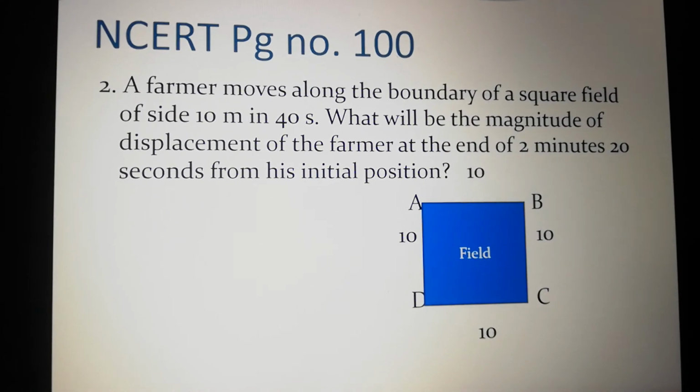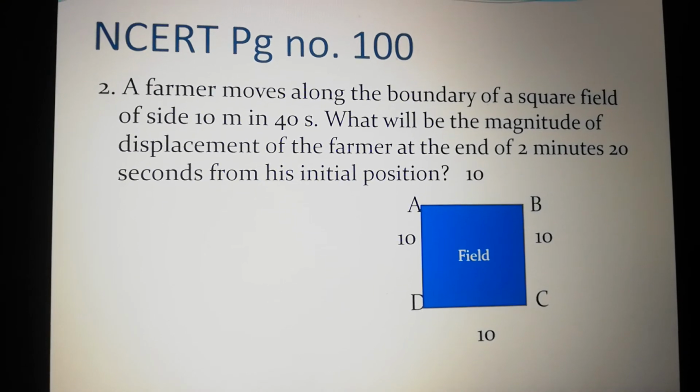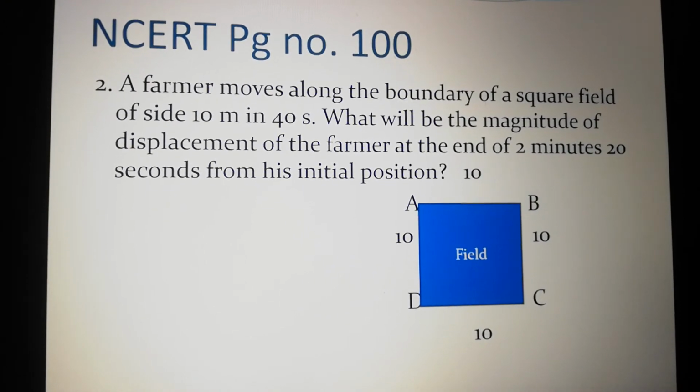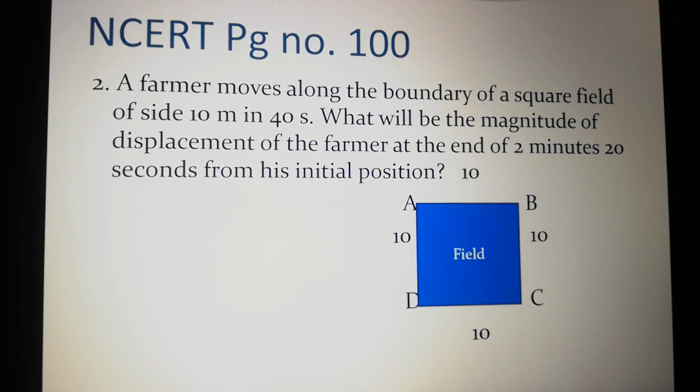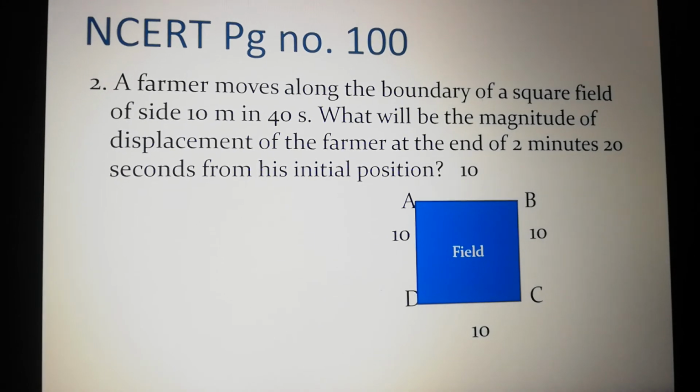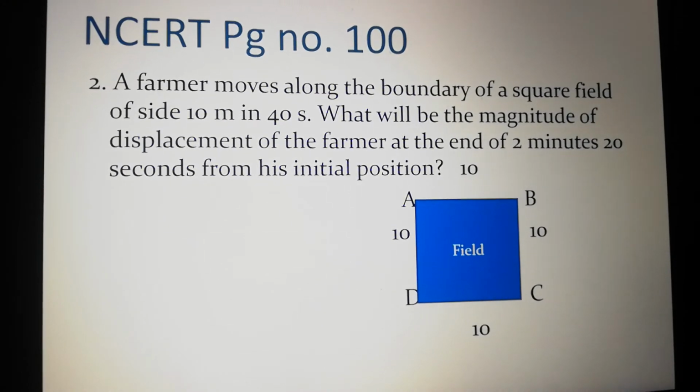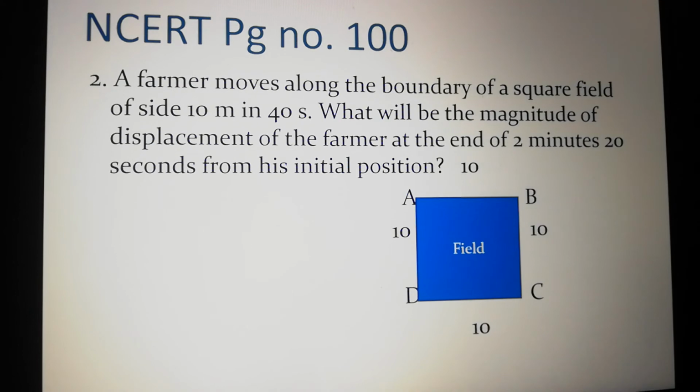Now displacement, I had given you the formula. It means the length of the straight line from initial position to final position. Now what is his initial position? Everyone can make it out as A. Okay, initial position of the farmer is A.